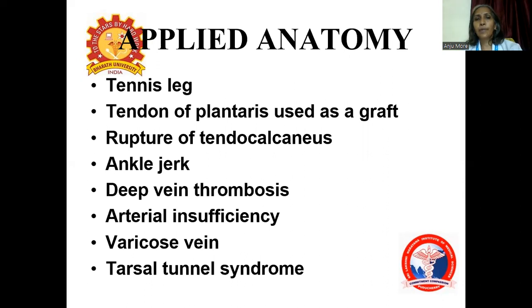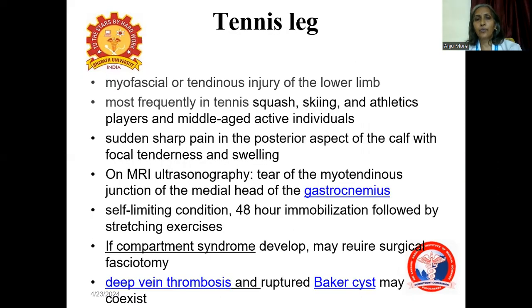The applied aspects of the region are tennis leg, tendon of plantaris which can be used as graft, rupture of tendocalcaneus, ankle jerk, deep vein thrombosis, arterial insufficiency, varicose vein, and tarsal tunnel syndrome. Now we will discuss these applied aspects.